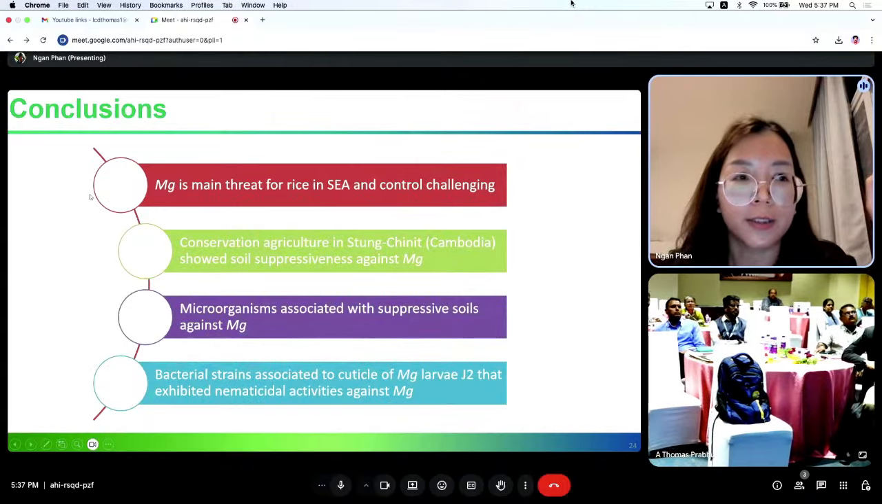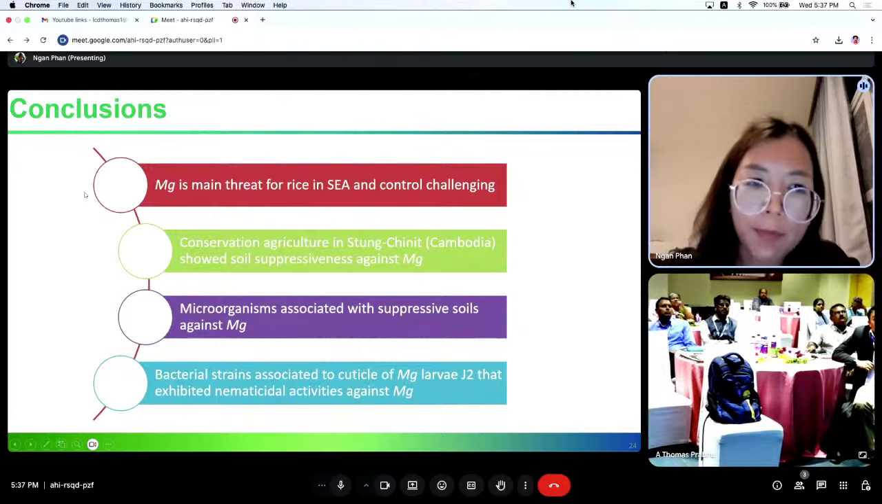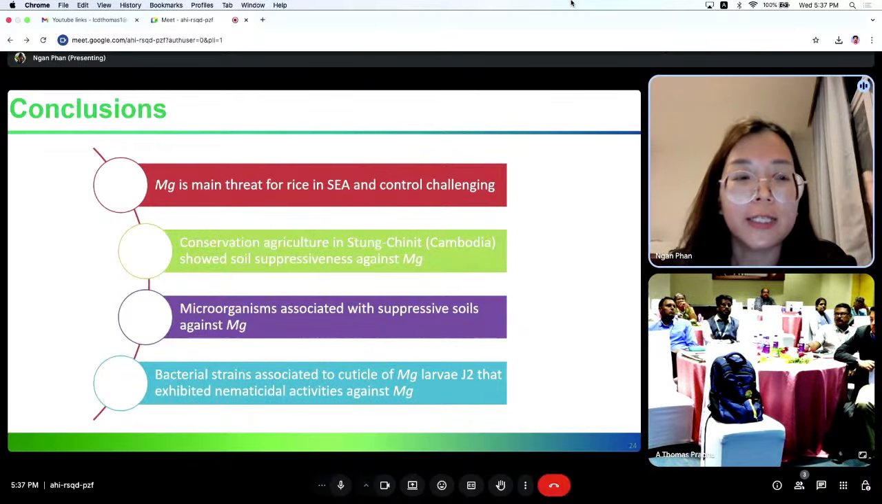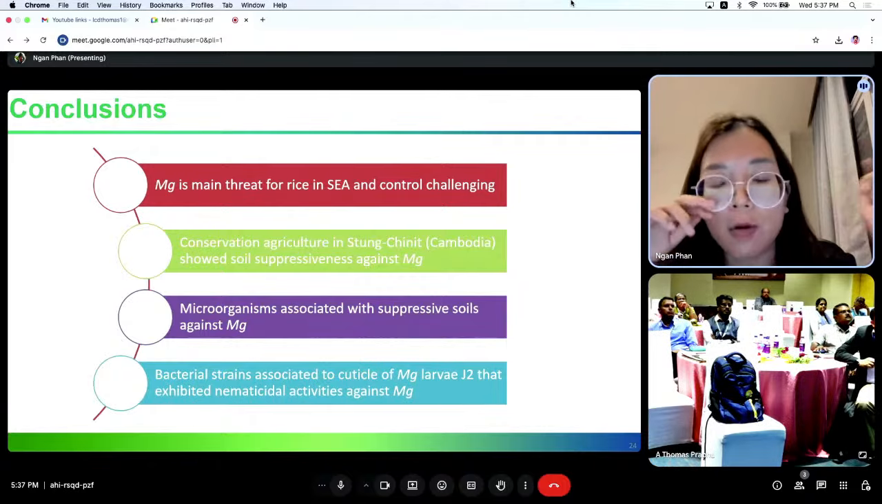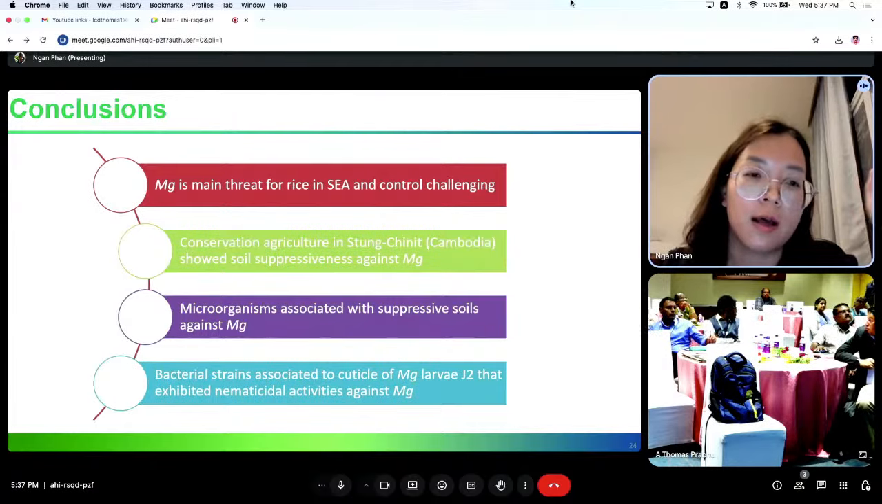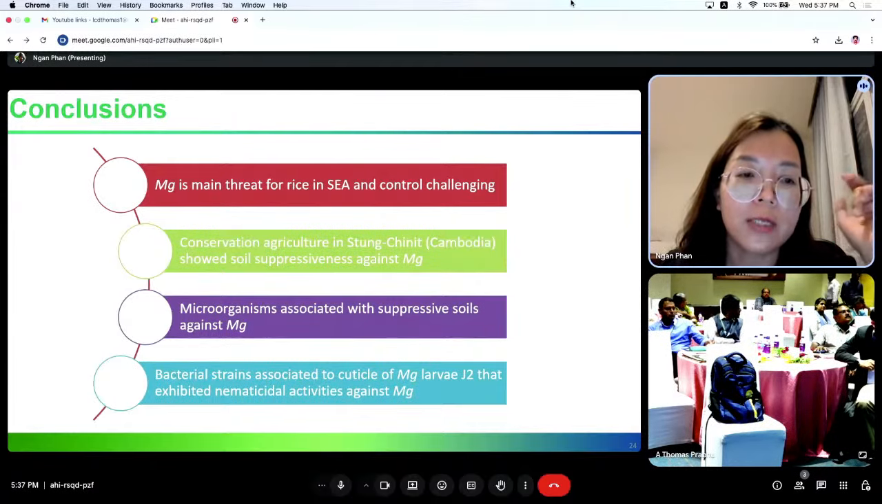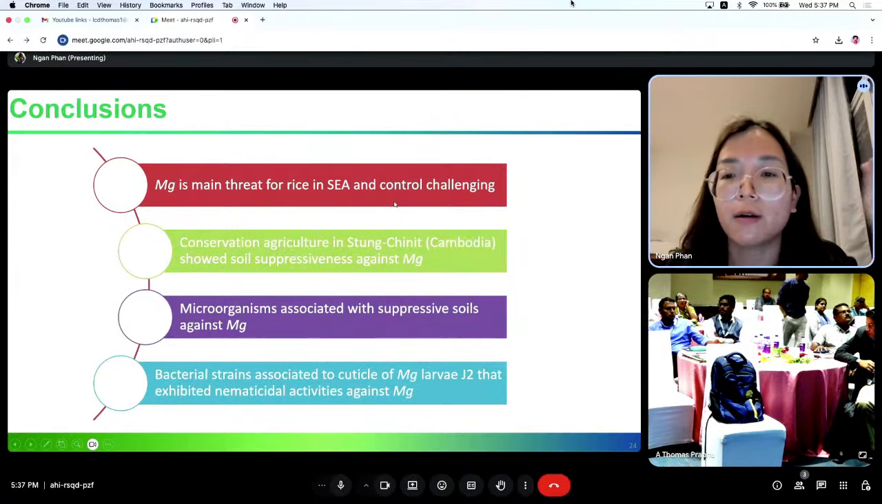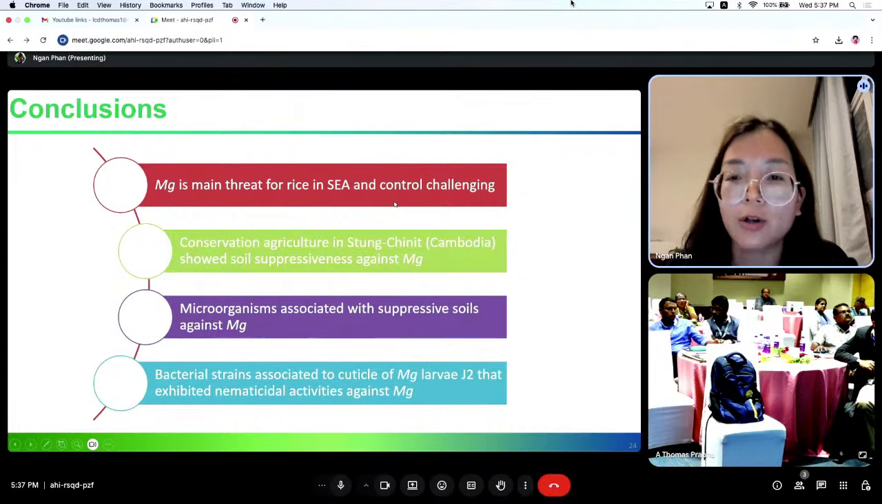And to sum up my presentation, I would like to point out 4 main conclusions. First, I point out that Meloidogyne graminicola is the main threat for rice in Southeast Asia, and it's very challenging in controlling this pest.